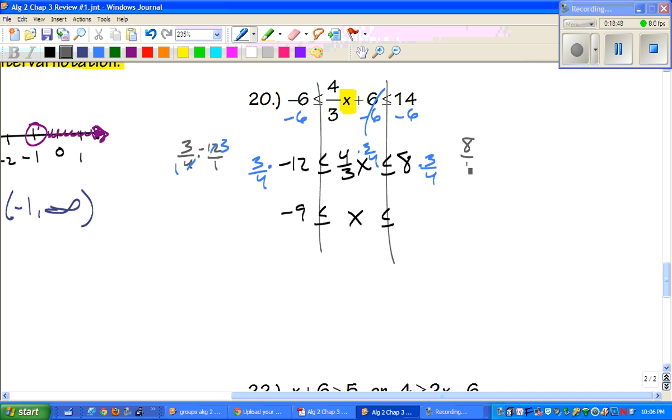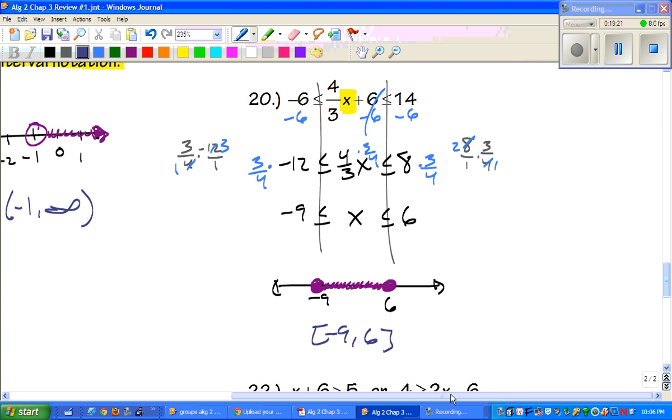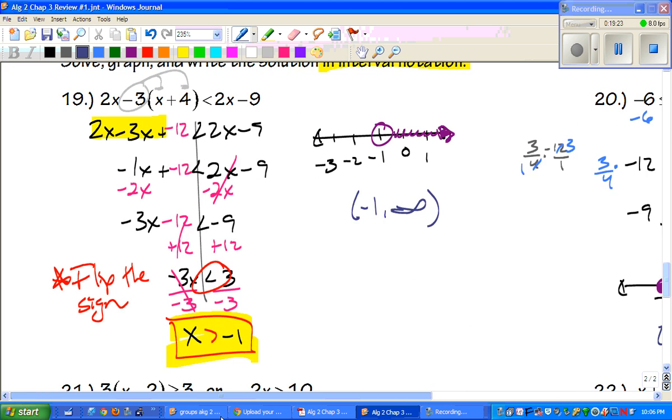My side work over here, 8 over 1 times 3 over 4. 1, 2, and we get 6. Okay, so for this one, we both have closed circles, and we're going to shade in between. Doing interval notation, negative 9 to 6. Okay, anything in between there is going to be the answer.